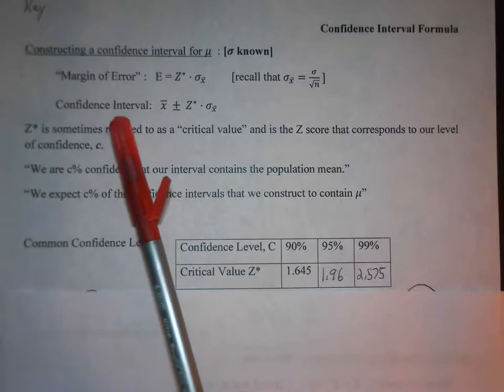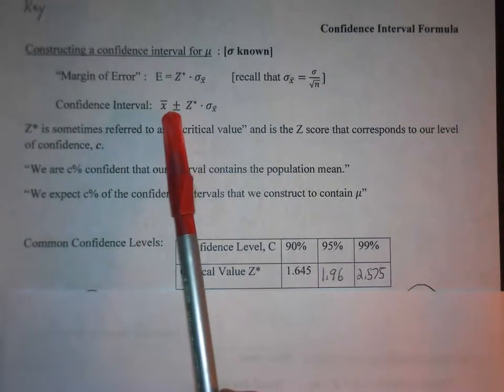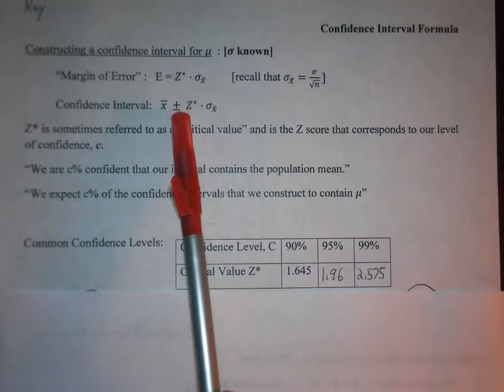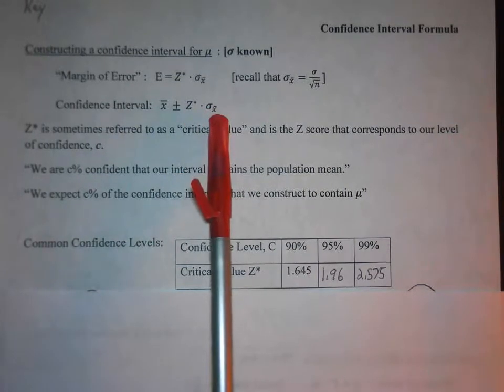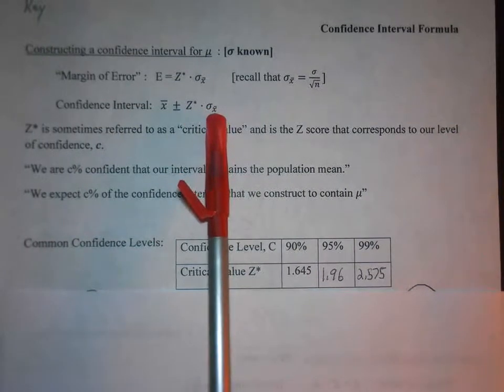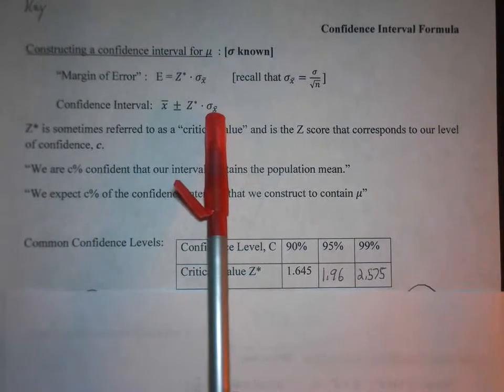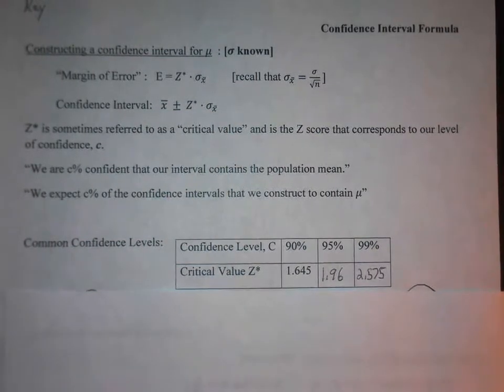So your confidence interval, you take your sample mean and add or subtract a Z-score, Z star, times the standard deviation of your sample means. And that may look confusing right now, but believe me, when we get to an example of this, you're going to see how those numbers plug right in there fairly easily.